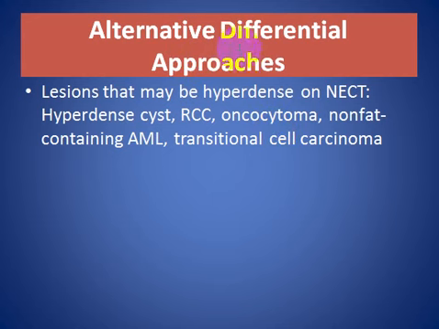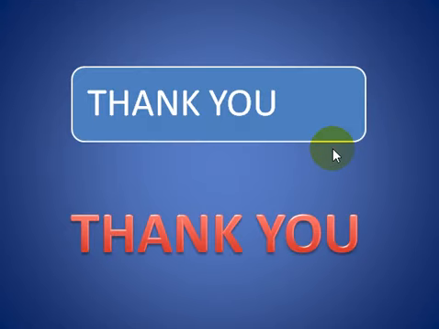Alternative differential diagnosis approach: lesion may be hyperdense on non-contrast enhanced CT scan: hyperdense cyst, renal cell carcinoma, oncocytoma, non-fat containing angiomyolipoma, and transitional cell carcinoma.